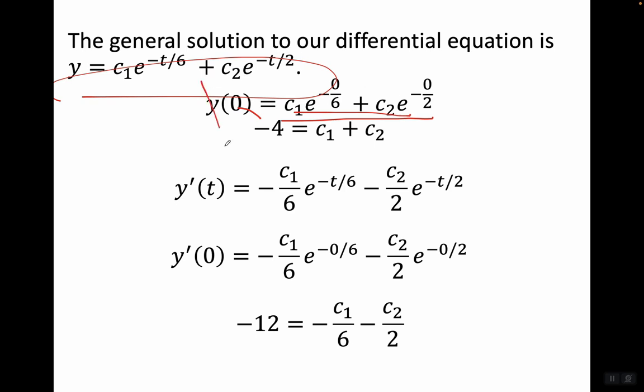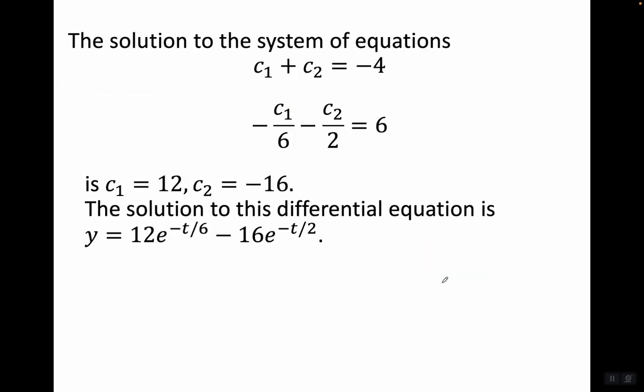When we take the derivative of this, we get y prime of t equals negative c1 over 6 e to the negative t over 6, minus c2 over 2 e to the negative t over 2. Plug in 0, and this is, of course, y prime of 0. We know that e to the 0 is just going to be 1. So y prime of 0 is negative 12, and all of the stuff on the right side simplifies to negative c1 over 6 minus c2 over 2. Okay, we've got a system of equations. The solution to that system of equations turns out to be c1 equals 12, c2 equals negative 16.